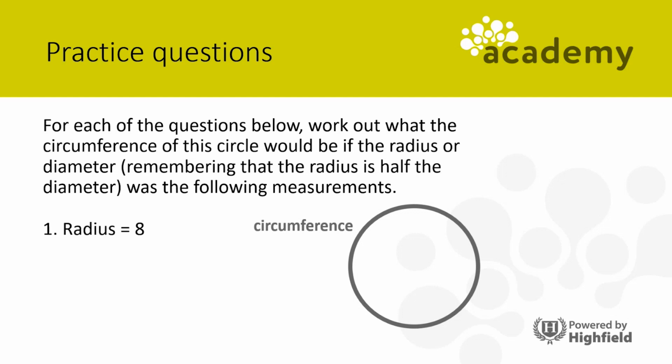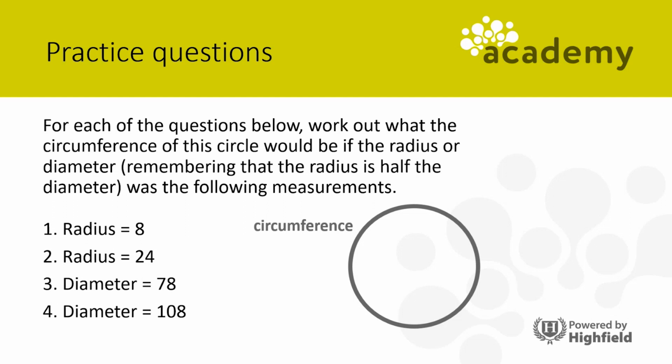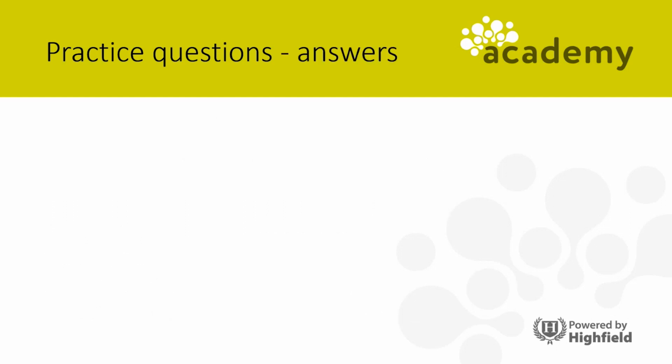First one, the radius is 8. In the second one, the radius is 24. In the third example, the diameter is 78. And in the fourth example, the diameter is 108. So press pause and have a go at answering the questions and press play when you're ready to see the answers. Did you get them right?